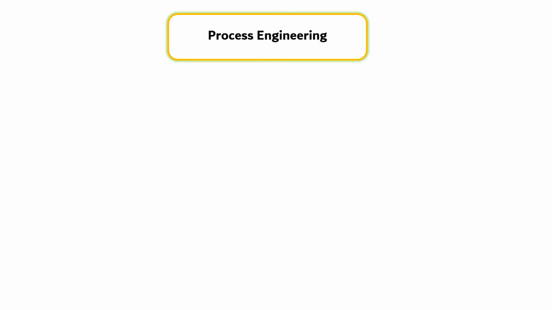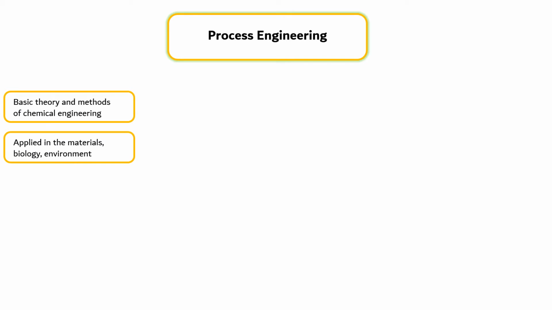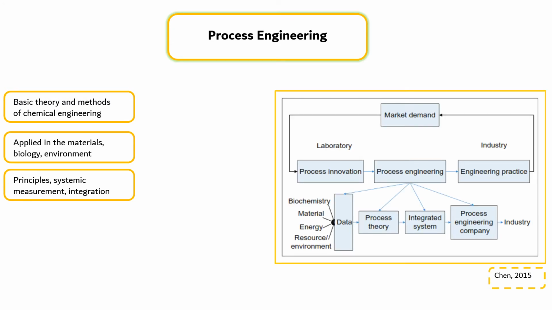Process engineering is a new discipline that has developed when basic theory and methods of chemical engineering processes are applied in the materials, metallurgy, biology, environment, and energy industries. Process engineering includes the study of process engineering principles, systemic measurement of data and information, as well as process integration, as shown in the right figure.